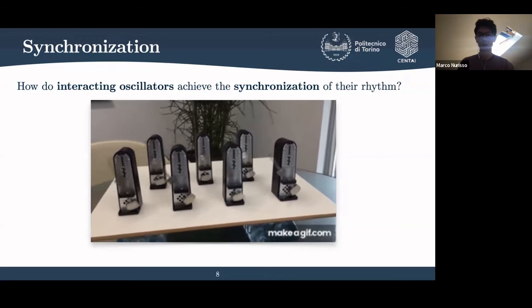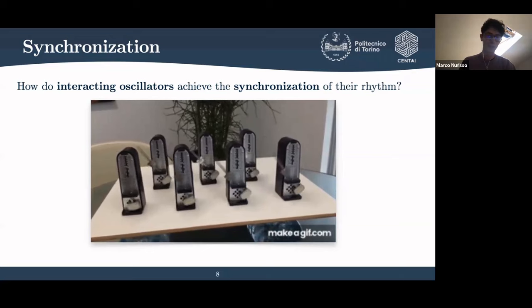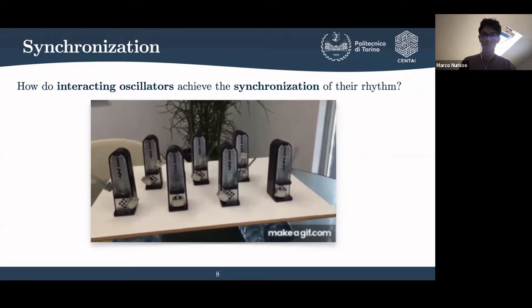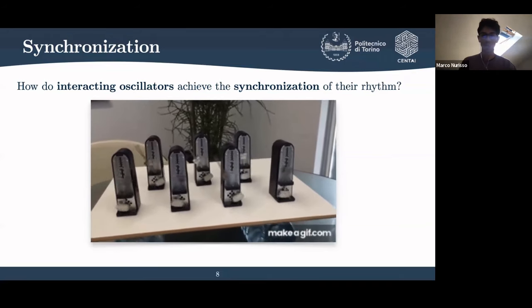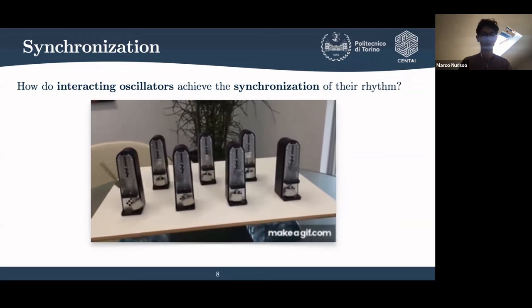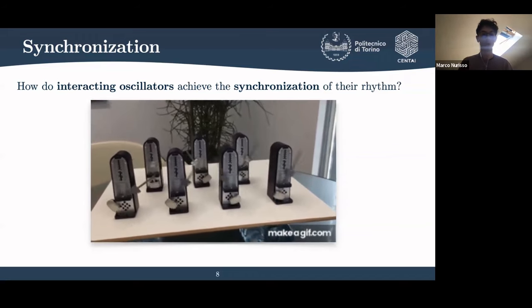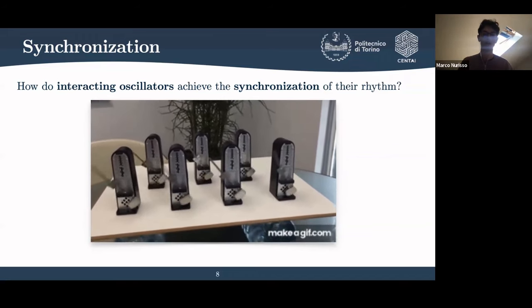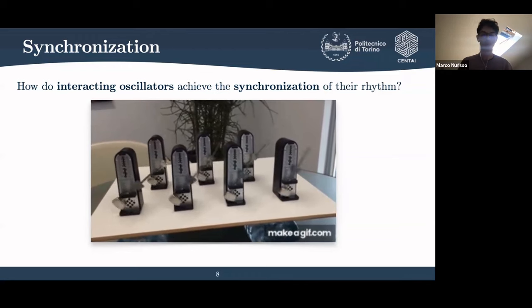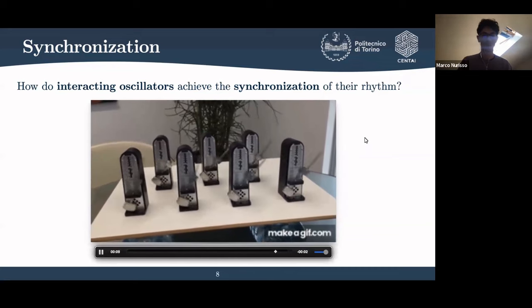You have a set of oscillators, which have a state which oscillates. They each have a frequency at which they tend to oscillate when they are left alone, and they are then put in interaction. They communicate with one another in some way, and through this interaction they achieve a spontaneous synchronization of their rhythm, like you see with these metronomes on this wooden table.